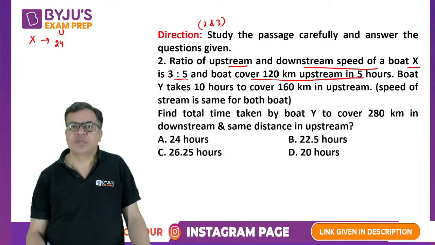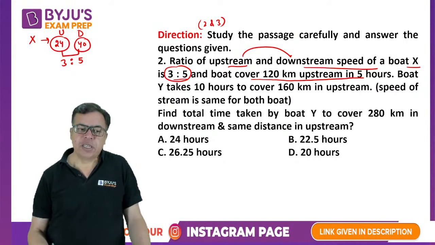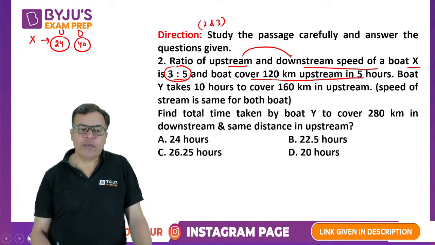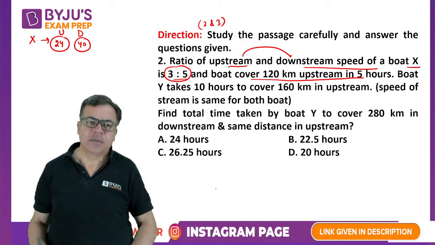And upstream and downstream, the ratio is 3:5. So if 3 parts is 24, 3 into 8, 5 into 8, downstream must be 40. The ratio should be 3:5. Upstream and downstream ratio is given as 3:5, so that means if upstream is 24, downstream must be 40. Right? If there is any doubt, you can ask.